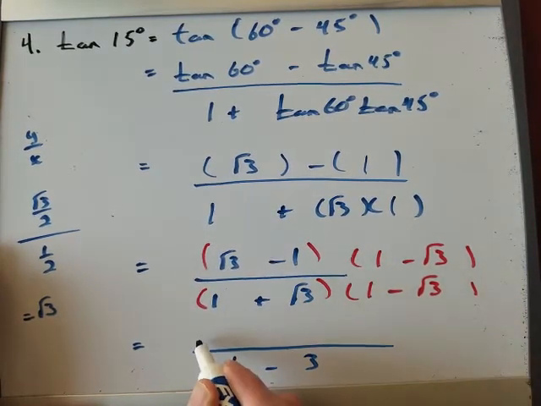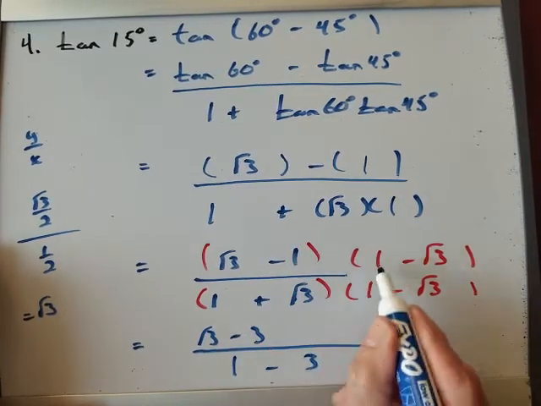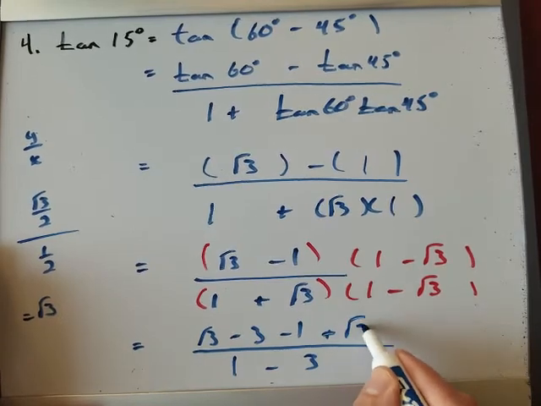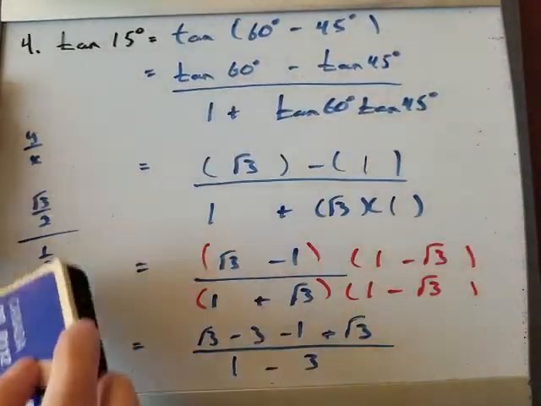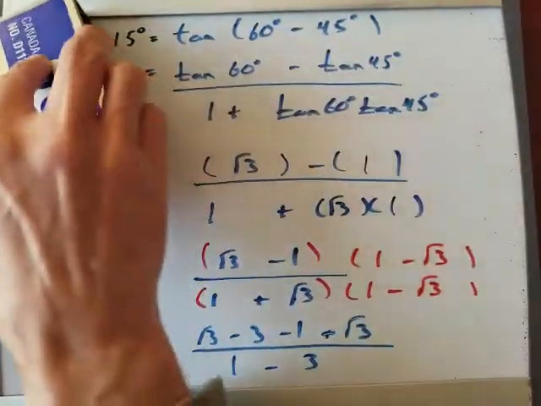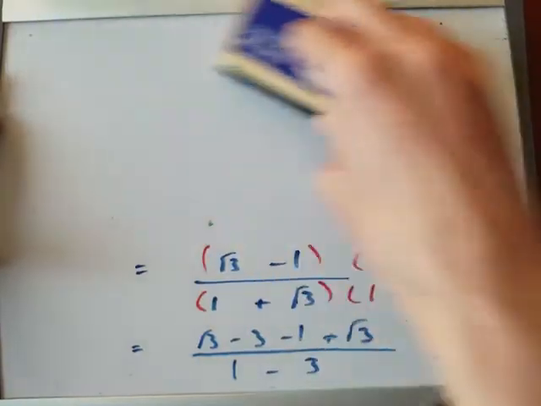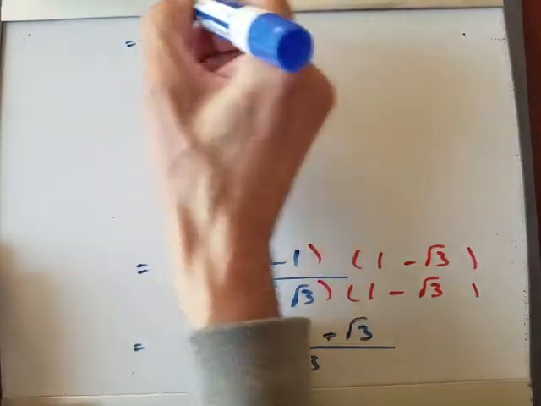First times first is a root 3. The outer is a minus 3. The inner is a minus 1. And last times last is a positive root 3. Now you're still not done yet. You have to do a little bit of simplifying. What I'll do is erase the stuff up here so we can keep that as our working model. We're almost there. So what would this be in its grand total?